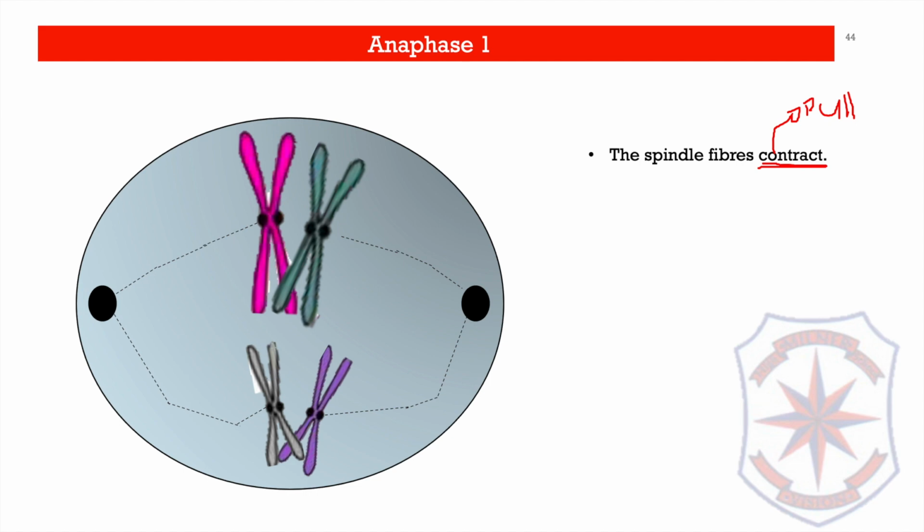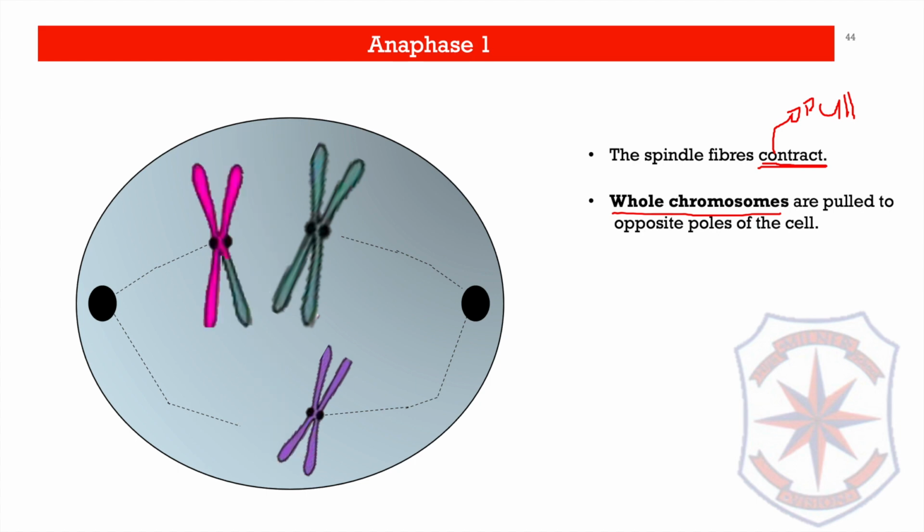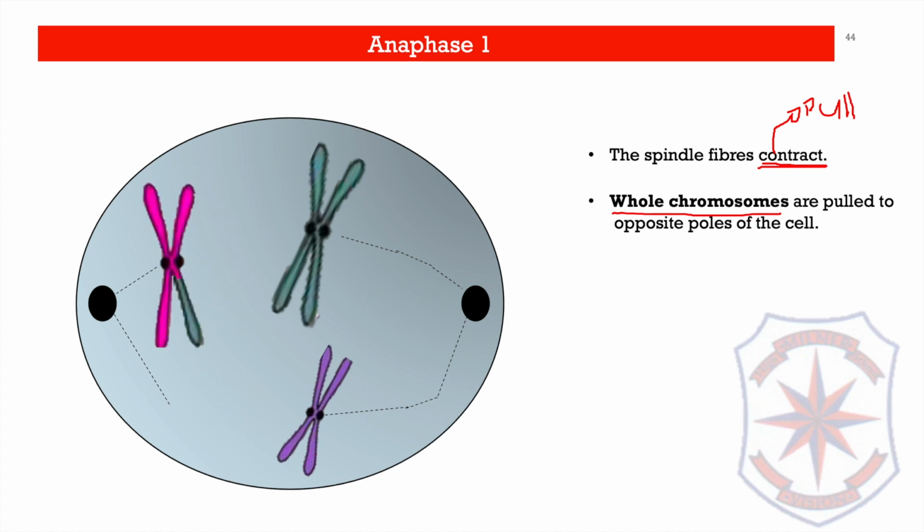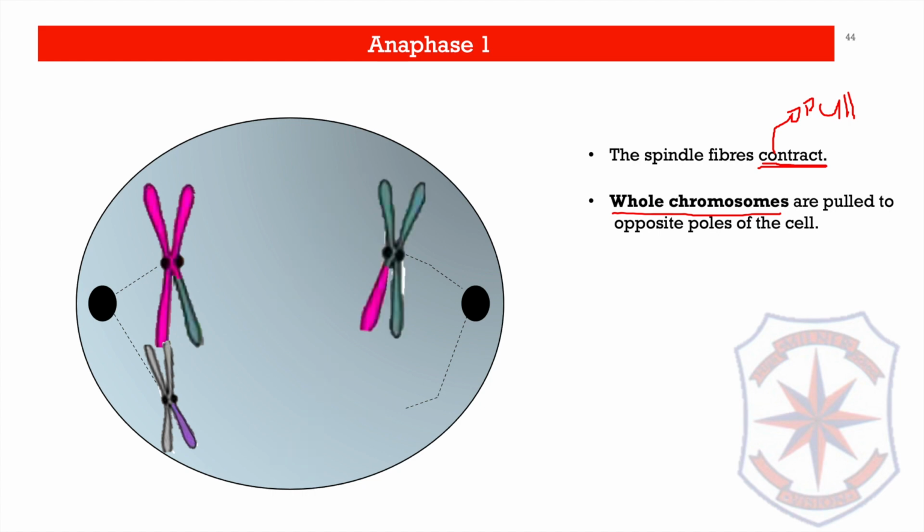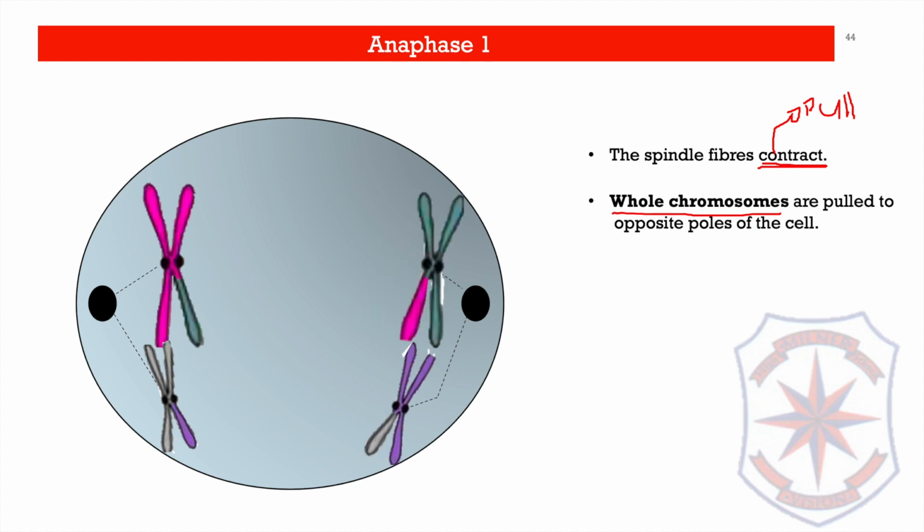Okay, so the spindle fibers contract. Whole chromosomes, guys, important, whole chromosomes are pulled to the opposite poles of the cell. So now let's check what happens. Look at what happens. As the spindle fibers are contracting, whole chromosomes are pulled to the opposite poles of the cell. So they are moving from the equator of the cell to the opposite poles of the cell.